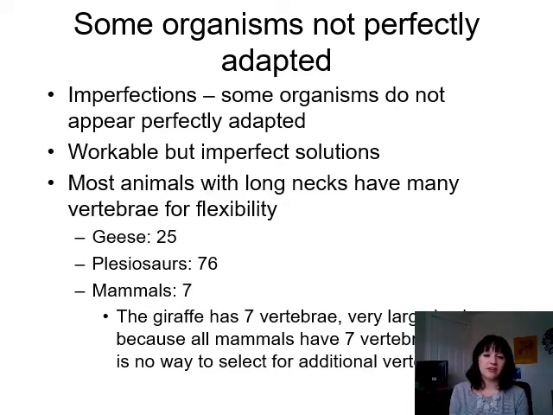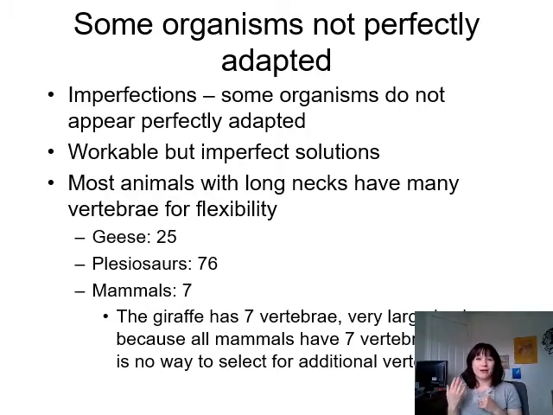The first example I want to talk about is neck vertebrae. Animals that have really long necks, the more vertebrae they have, the more flexible they are. Geese have 25 vertebrae in their neck. Pliosaurs, those dinosaurs with super long necks, have 76. Mammals have 7, right? Most mammals don't have super long necks. One exception is the giraffe, right? Even though the giraffe has a super long neck, it only has 7 vertebrae.